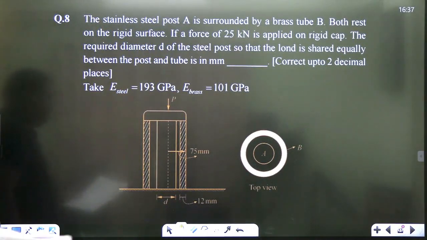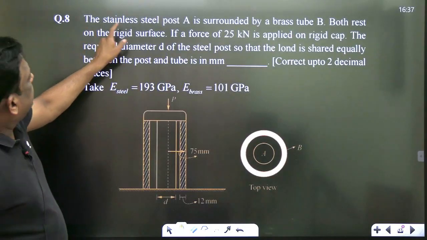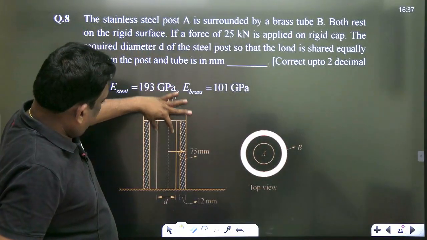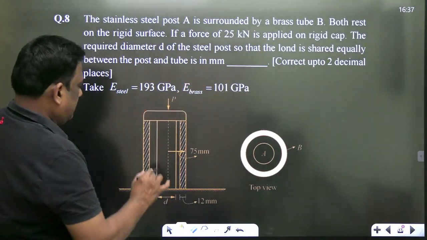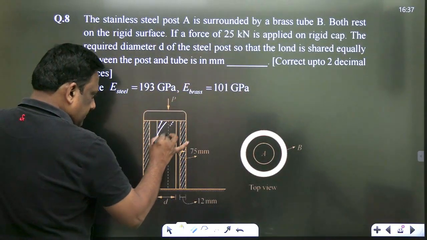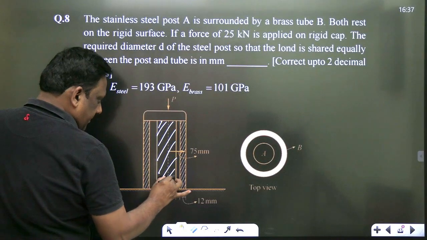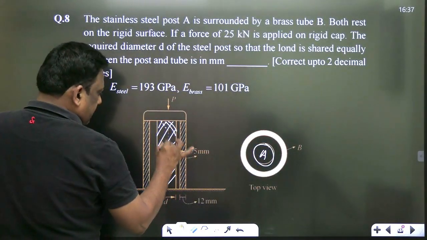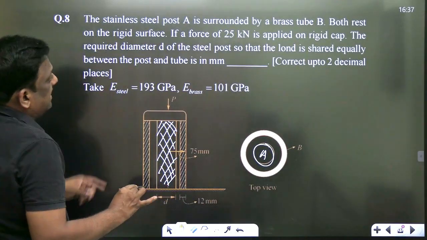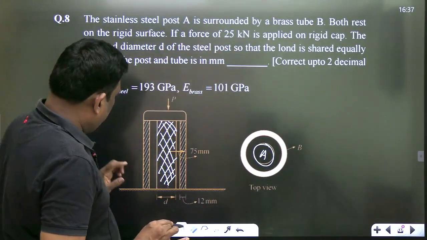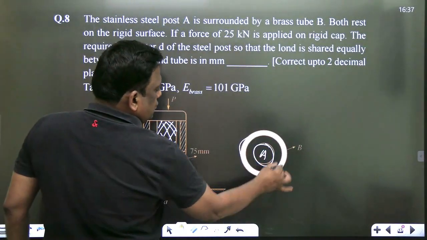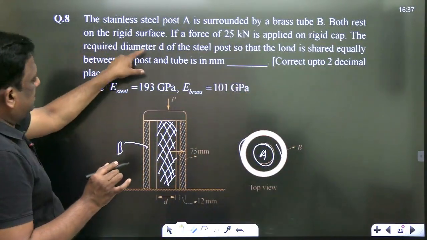Take this question. The stainless steel post A, okay, this is A, surrounded by brass. This is A, a stainless steel post A, solid. Surrounded by brass tube B. So this is brass tube B. Both rest on a rigid surface.